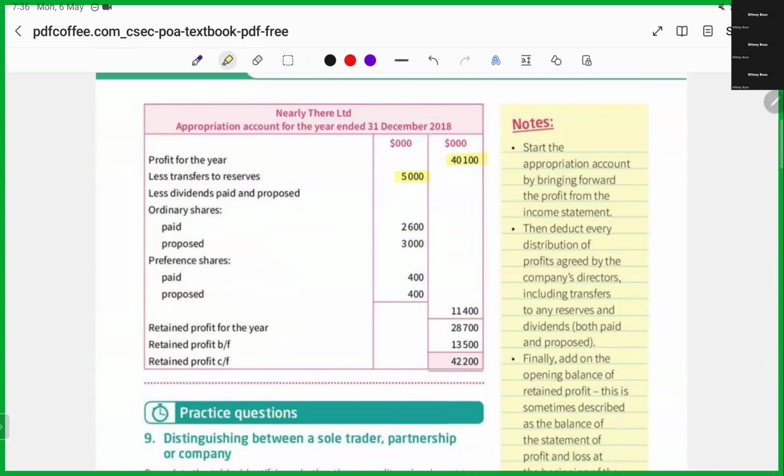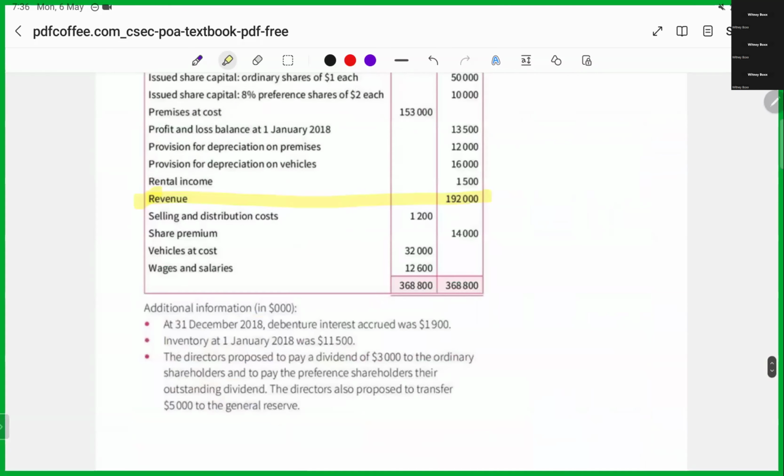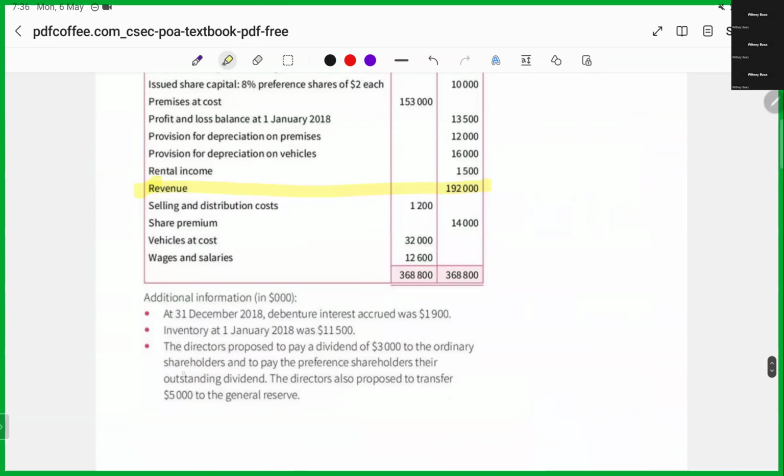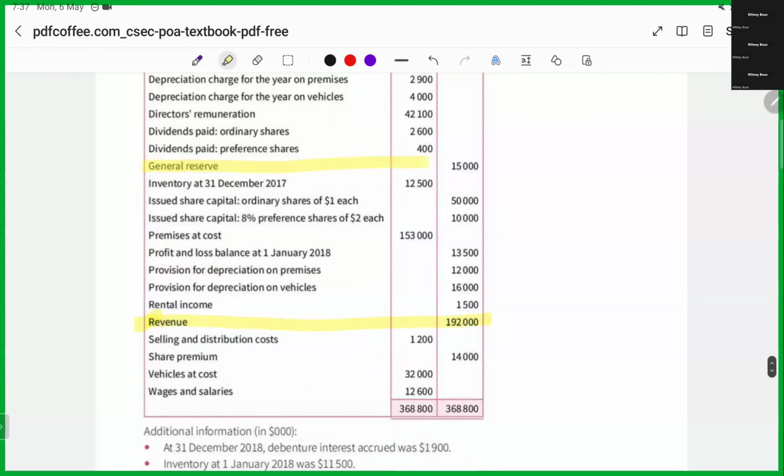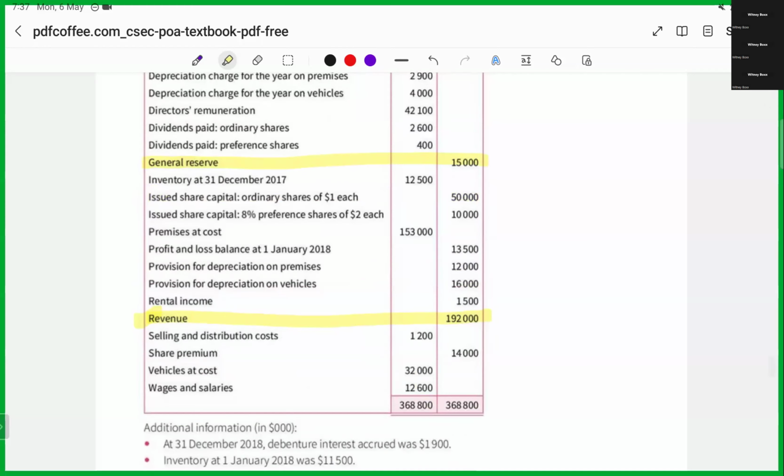I'm going to go back up so you can see where this information is coming from. Here we have a note. Yes, at note 3, the directors also proposed to transfer 5,000 to general reserves. It is a transfer to the reserves that you record, not the amount for the reserve itself. General reserve already had 15,000. You're not recording the 15,000. You're recording the transfer of that additional amount of 5,000.